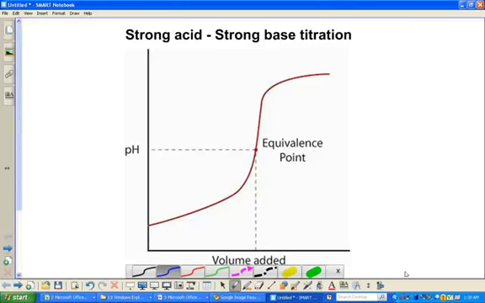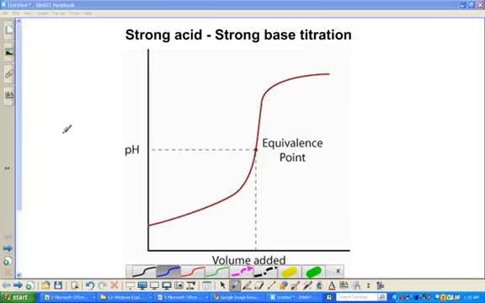Alright, okay, in this video I'd like to talk to you a little bit about different shapes of titration curves or pH curves that you'll see when you add either an acid to a base or a base to an acid. In this case I'm showing several titration curves for addition of a base to an acid.